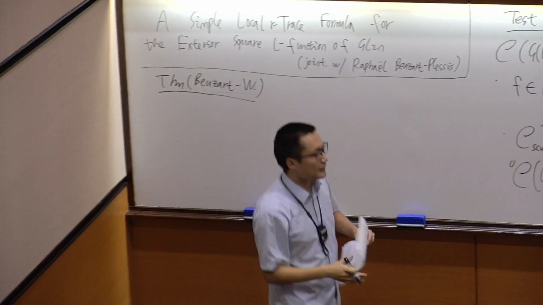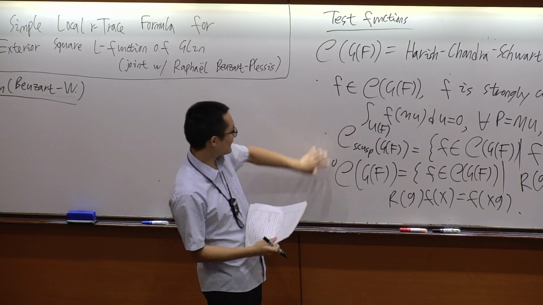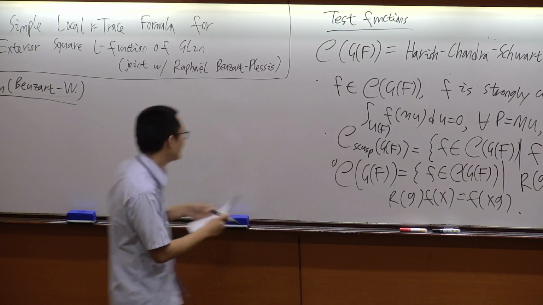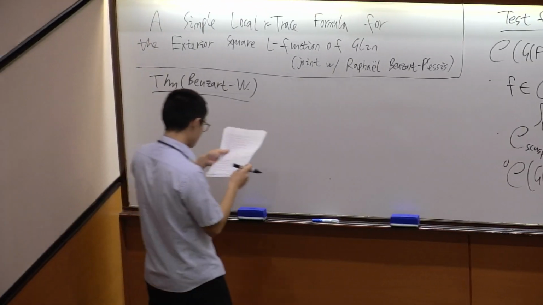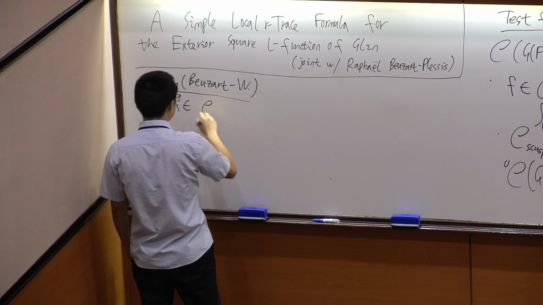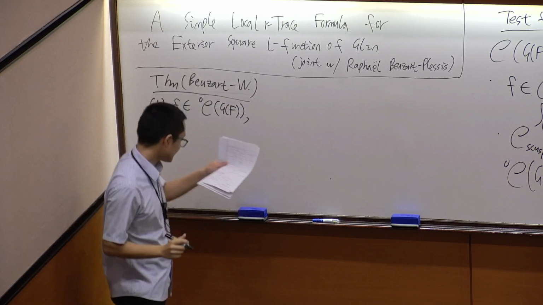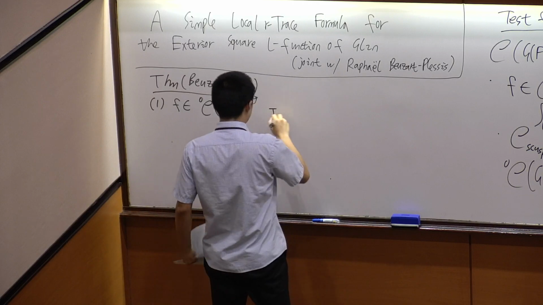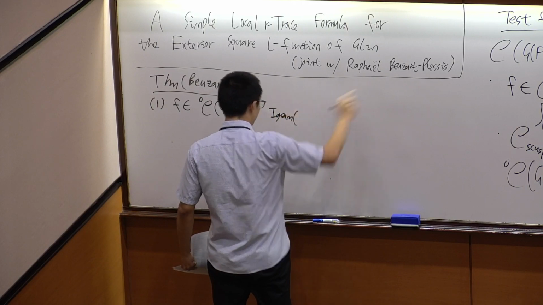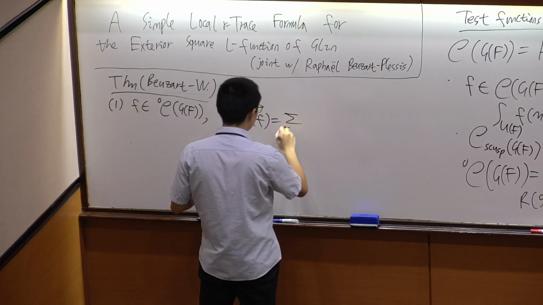So there will be two parts corresponding to these two spaces. This one is the smaller one, so we have a nice result. This one is the larger one, so we need a little bit more. So first, if our f is equal to this C naught G F, then this I geometric f defined on the right is equal to literally what we want.